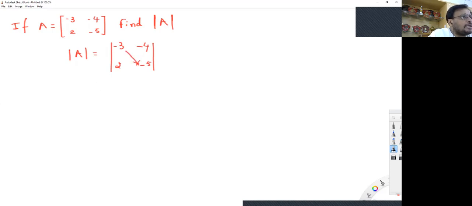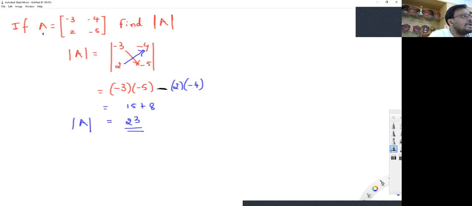Second order means first we have to multiply these two, minus 3 into minus 5. As soon as you complete this, put a minus sign, then go for the product of secondary diagonal elements, that is 2 into minus 4. So 15 plus 8, the determinant is equal to 23. Therefore, the determinant of A is equal to 23. It is not equal to 0. Therefore, this matrix is known as a non-singular matrix.